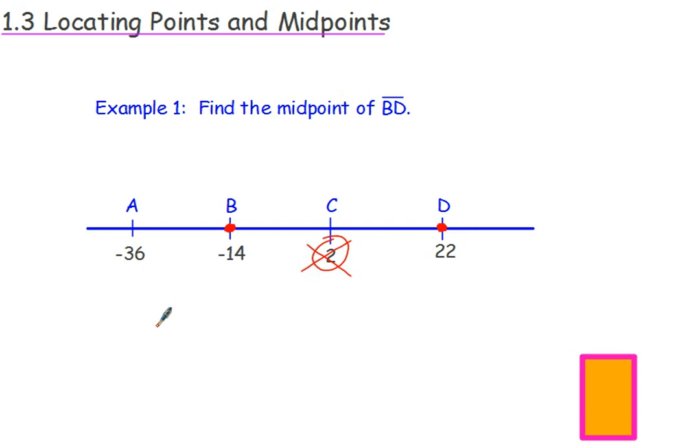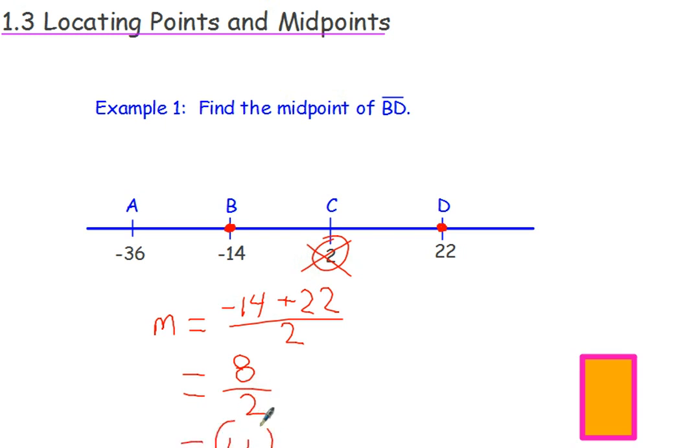Okay, so if we're doing the midpoint, I'll put M for midpoint equals. Remember, we're just going to follow our formula, which is our endpoint plus our other endpoint divided by 2. So let's see, we got negative 14 plus 22, all divided by 2. Simplifying that, negative 14 plus 22, we get 8. Divide by 2, so our midpoint is actually 4, not 2. It's a little bit over there, right in the middle. Awesome.